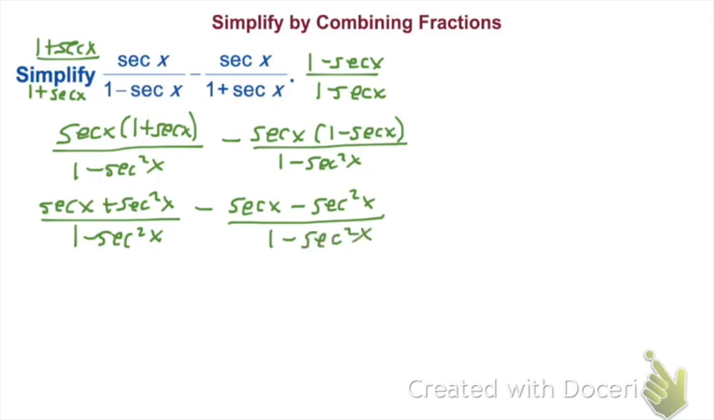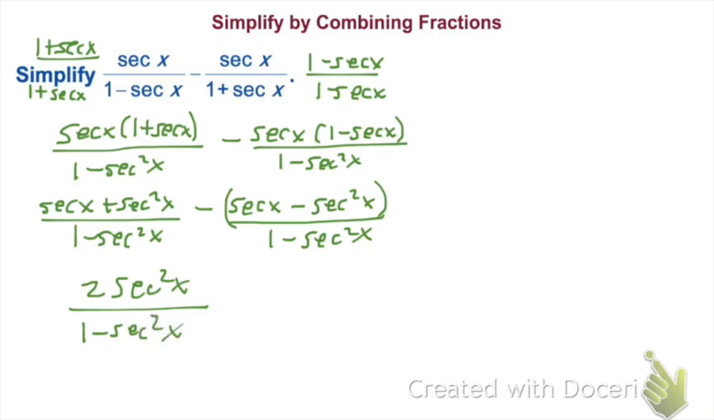Because we have to be careful when we combine our numerators. This is a minus sign against the whole numerator. So if it makes it easier, put this in parentheses. We have secant minus secant. That goes away. We have secant squared x minus a minus secant squared x. We have 2 secant squared x's over 1 minus secant squared x.